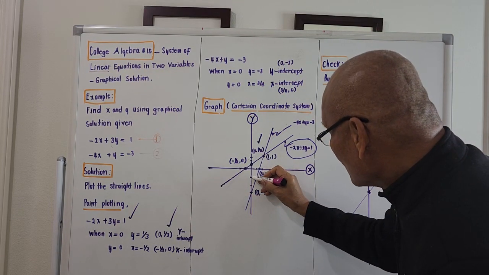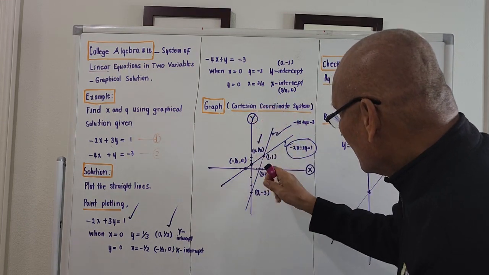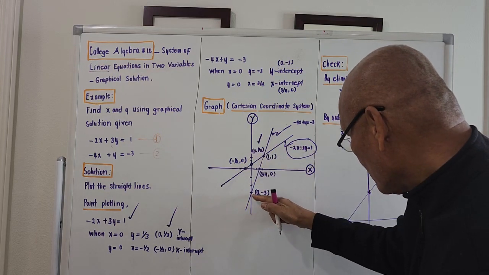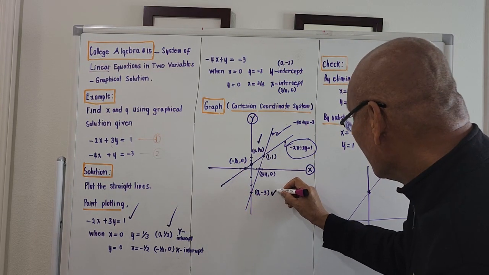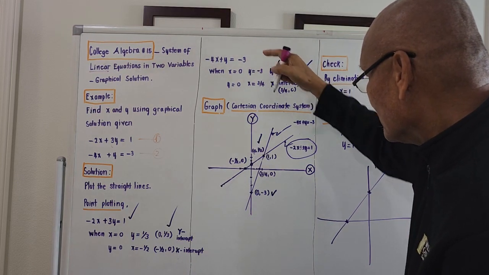This is negative 1, negative 2, negative 3. So when x is 0, y is negative 3. It is below the x-axis. So the coordinate of this point here is 0, negative 3, and that is the y-intercept of the second straight line.